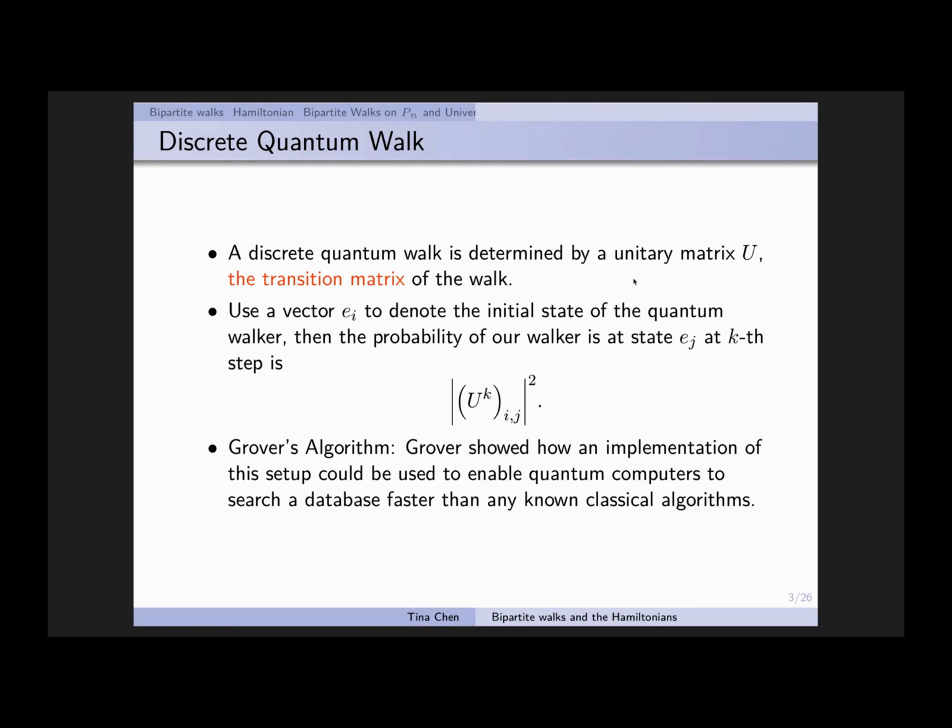One application of this discrete quantum walk is the very famous Grover's algorithm. Grover showed how this setup can be used to enable a quantum computer to search a database much faster than any known classical algorithm. So we know it's a very useful and important quantum walk model.